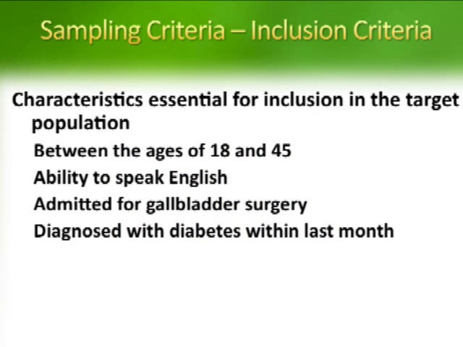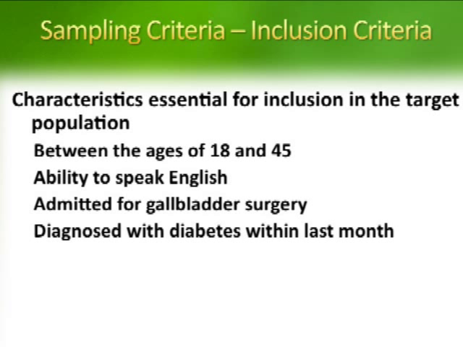Now, over the next couple of slides, I want to talk about sampling criteria. Sampling criteria are characteristics essential for inclusion in the target population, such as someone being between the ages of 18 and 45. They have the ability to speak English. If you're interested as a researcher in persons who have gallbladder surgery, they would have to have gallbladder surgery. And maybe in our case of our diabetics, we want ones that are diagnosed with diabetes within the last month.